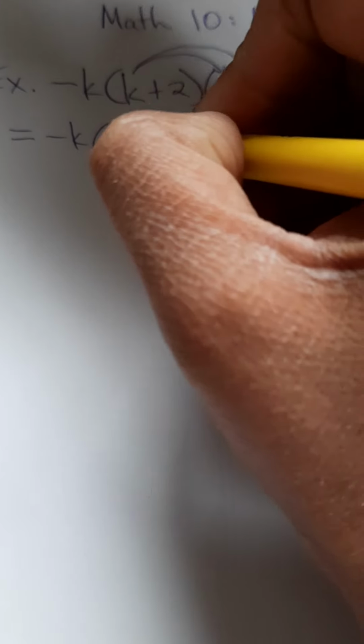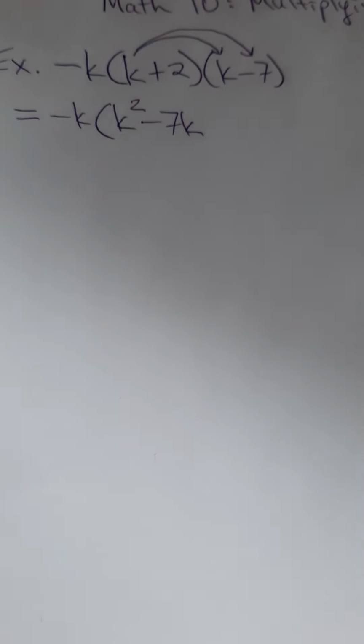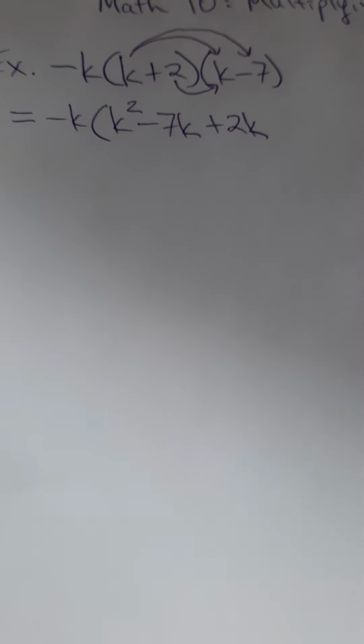I noticed that these are two binomials, so with the binomials, we're going to multiply in a specific order. I'm going to do k times k, so I have k squared, and then k times negative 7, so negative 7k. Then you go to the middle two terms here. I'm going to do 2 times k, which is positive 2k, and then 2 times negative 7, negative 14. Everyone see that? And we're going to close the brackets.